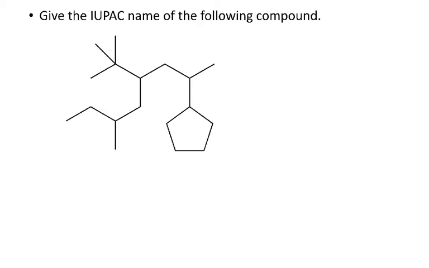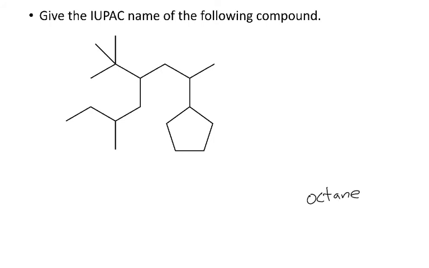Okay, so this one looks a little bit ugly, but I think if we follow our rules and take it systematically, we can get it down. So we've got to find our longest chain. I think 1, 2, 3, 4, 5, 6, 7, 8; 1, 2, 3, 4, 5, 6, 7; 1, 2, 3, 4, 5, 6. So I think 8 is the best we can do. That gives us octane.